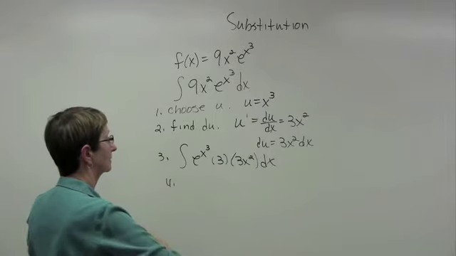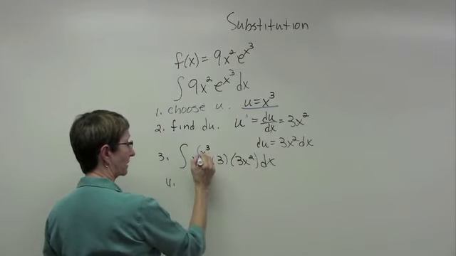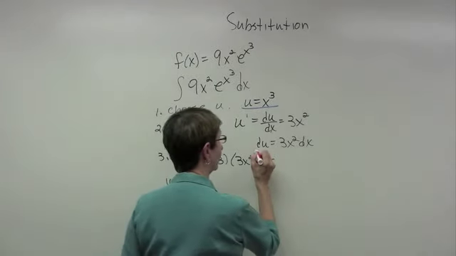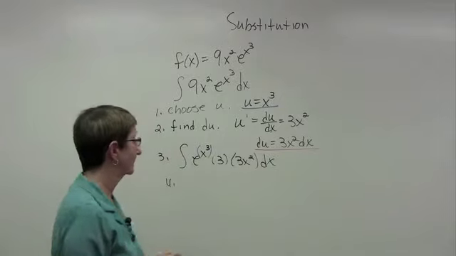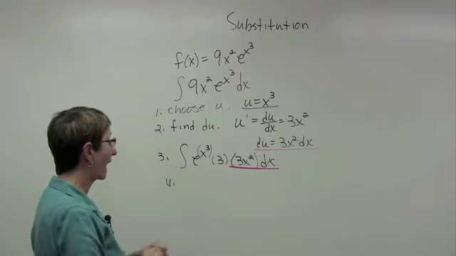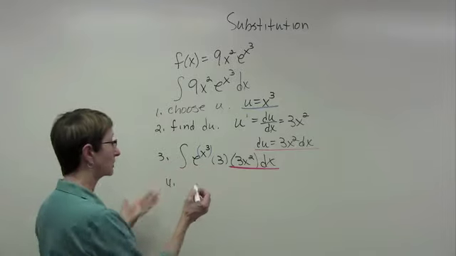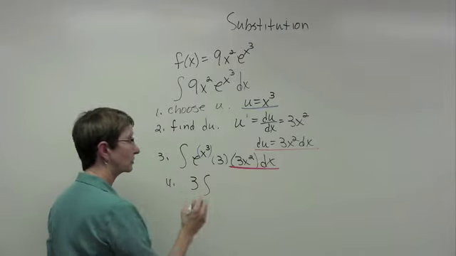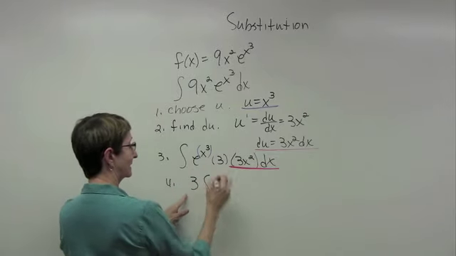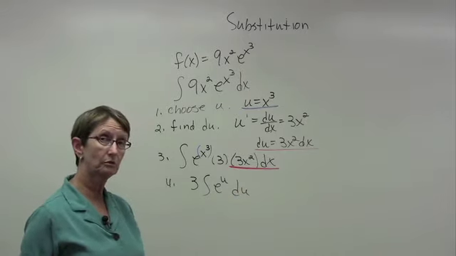If you think about it, u is x cubed. That's right up here. Du is 3x squared dx. Okay, there's the u. This piece is du. So I really am just going to substitute. I have this extra 3 constant multiplier. That was one of our rules for antiderivatives. We had a constant multiplier times a function. This 3 comes in front. This is now e to the u. All of that is du, and I've done substitution.